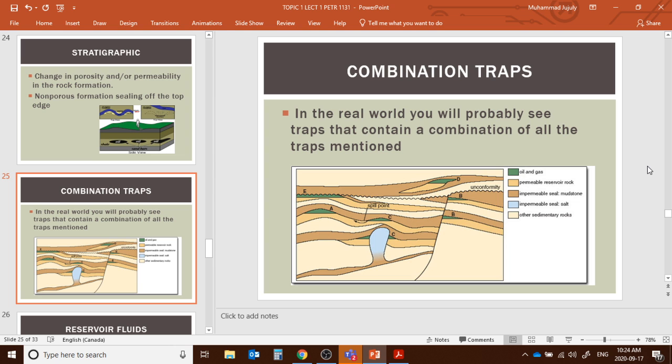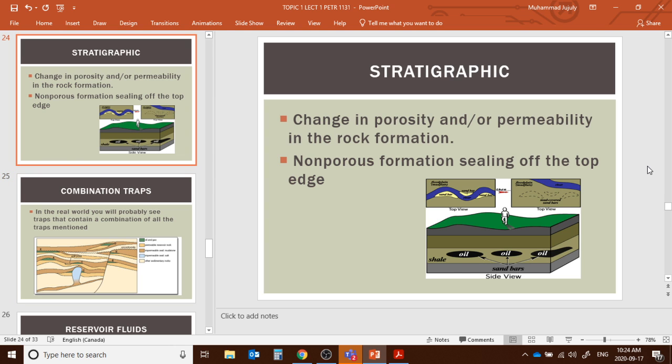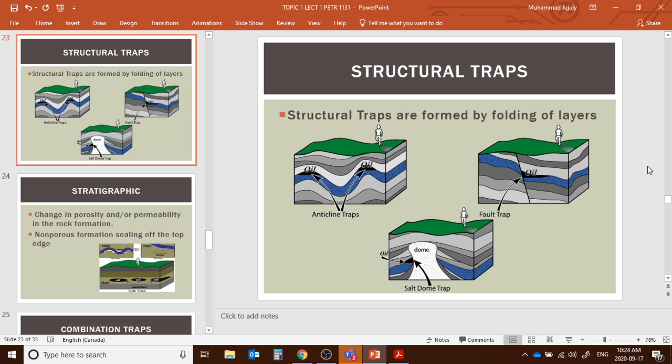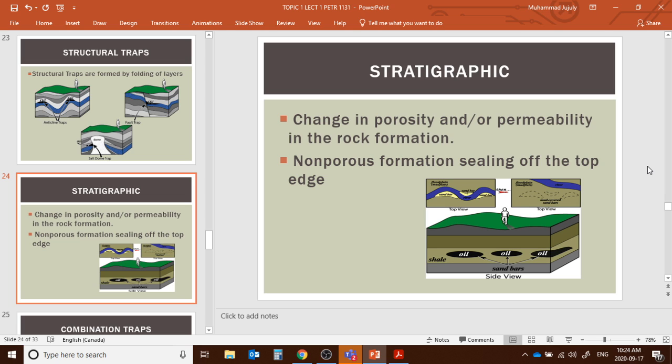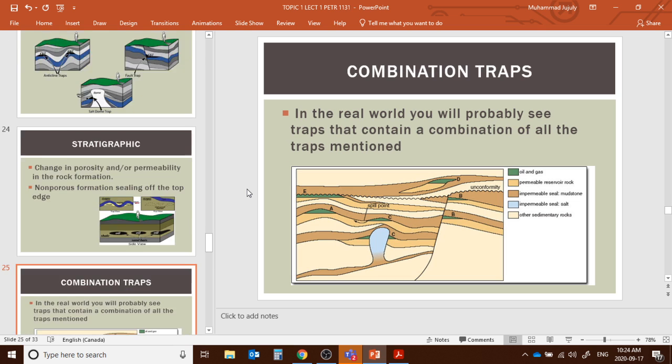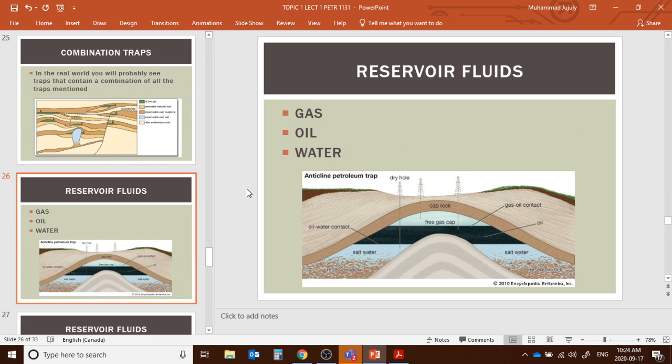So what we have learned here are all these types of traps: the anticline traps, fault traps, salt dome traps. These all are part of structural traps. And here is the other type, the stratigraphic traps, created by a non-porous formation sealing off the top edge. So that's how it creates.